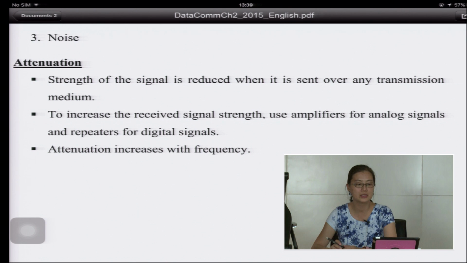If you want to increase the received signal strength because it's not enough to detect, for example, you can use an amplifier for an analog signal. The amplifier will boost the analog signal to a higher amplitude. And for a digital signal, you can use a repeater. A repeater will regenerate the signal.